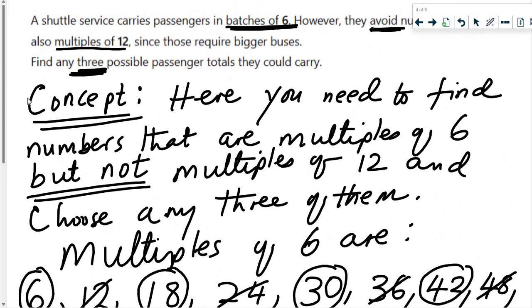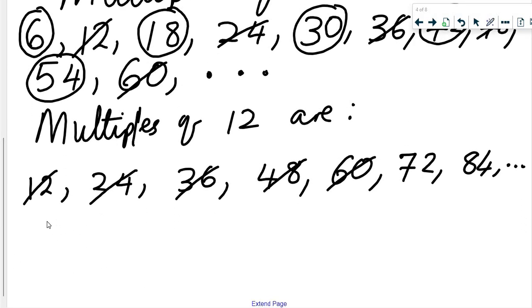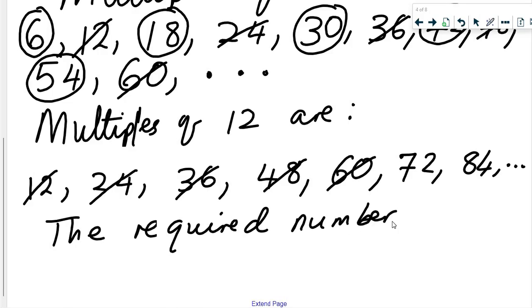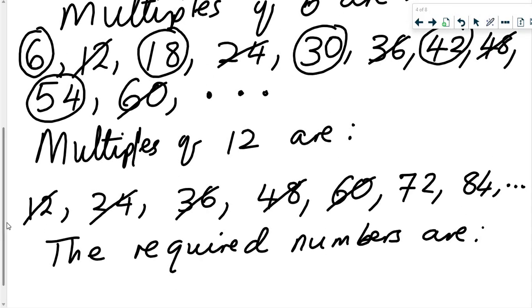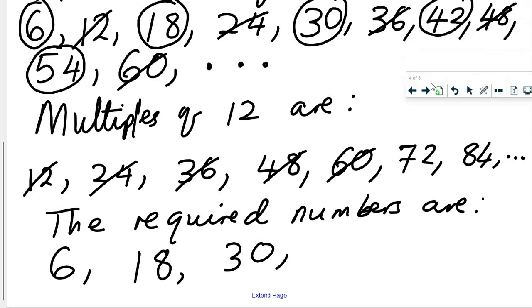But they need only 3. So what are they? First, let us put them here, that the required numbers are: we got 6, we got 18, we got 30, we got 42, after 42, we got 54. And so on.